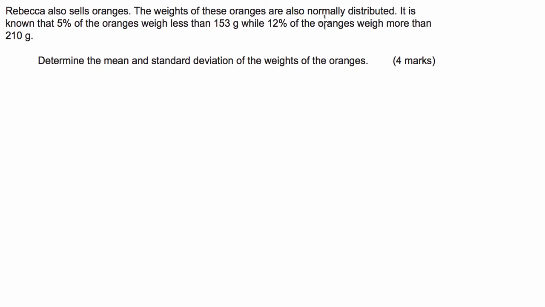Okay, so let's just write down what we have first. So we know that the probability that one of these oranges, let's just call the probability of X, is going to be less than 153 grams, is going to equal 5% or 0.05. Cool. And we also know that 12% of the oranges weigh more than 210. So what we can say is the probability that X is greater than 210 is equal to 0.12.